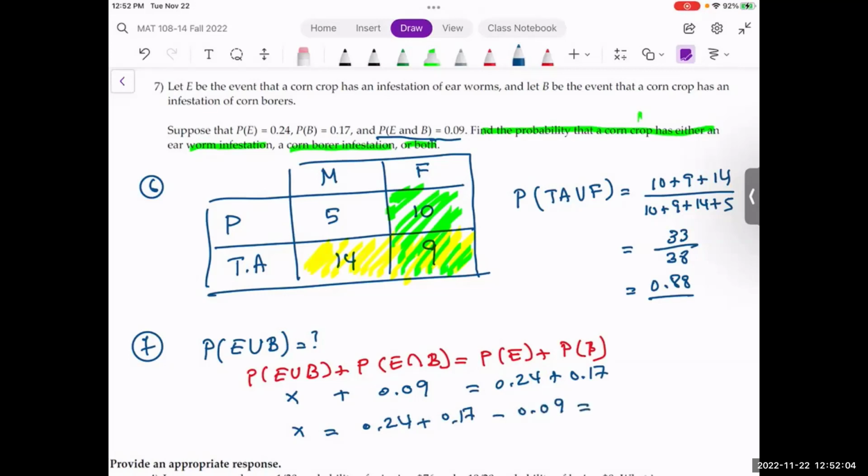Are we okay so far? And if I do that, this should give me 0.32. So the probability I'm looking for here is equal to 0.32. I hope this is correct. Please double check.